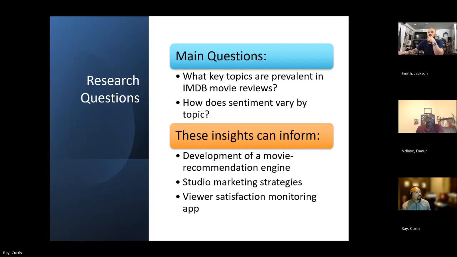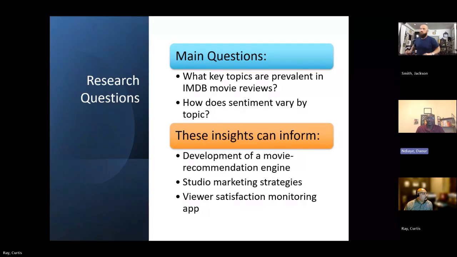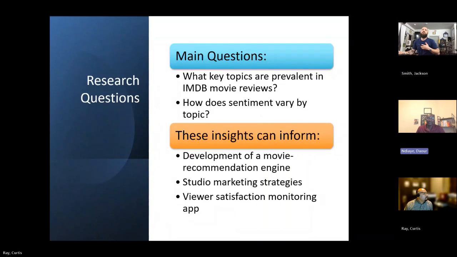Research question. We started with three key research questions, which is what are the dominant topics that emerge from IMDb reviews? How do these topics correlate with sentiment? Can we build something practical like an app or dashboard to track audience sentiment by topic? These are important because they shift the focus from simple positive and negative labeling to why people feel the way they do, which is critical for studios and marketing teams.